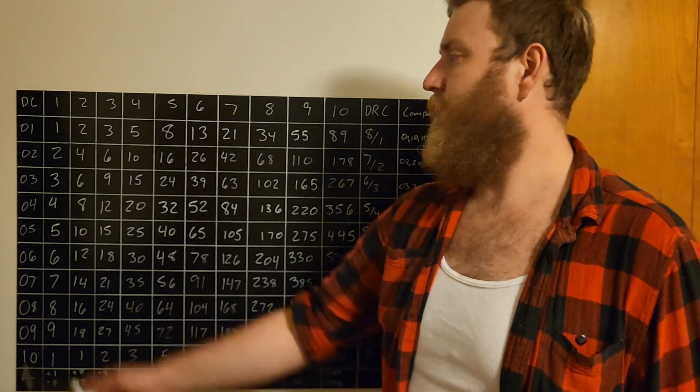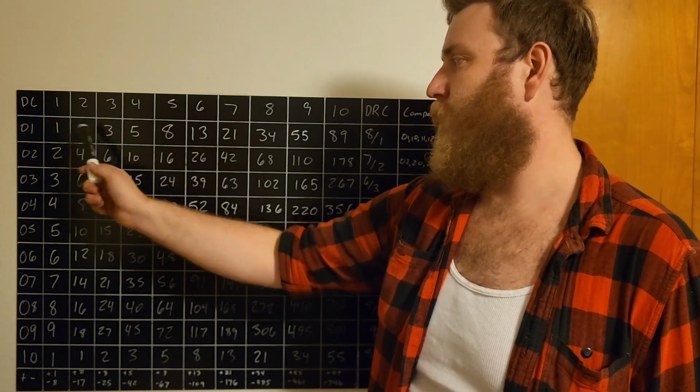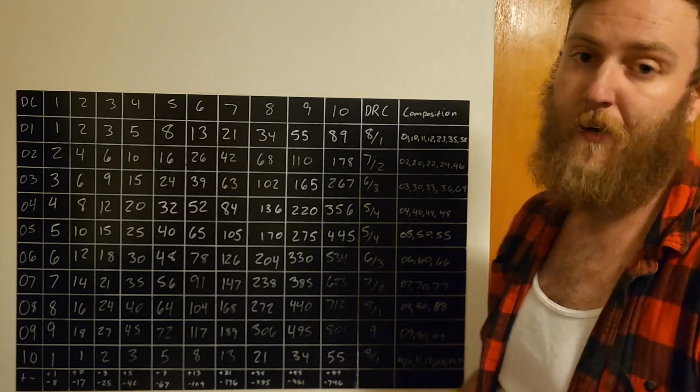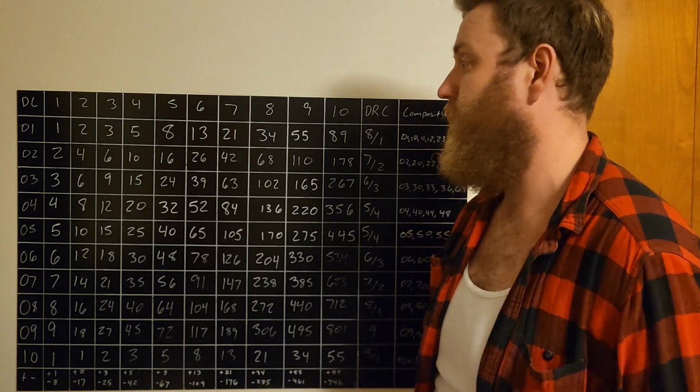But anyhow, so like you have 0 and 1. So 0 plus 1 is 1, 1 plus 1 is 2, 2 plus 1 is 3, and so on and so forth. That's the Fibonacci sequence. But the Fibonacci compound is what I'm calling this.